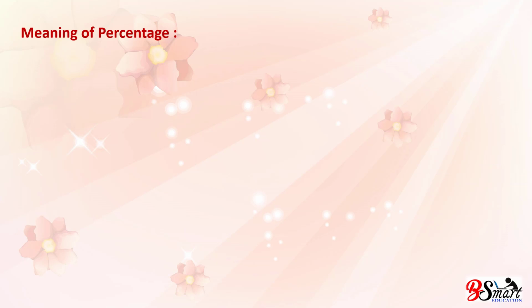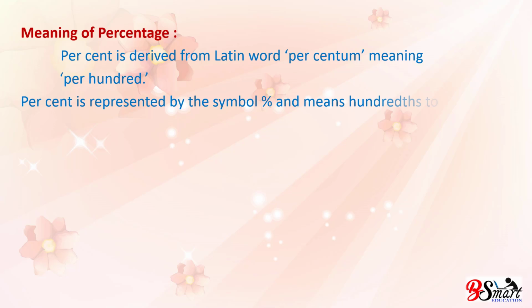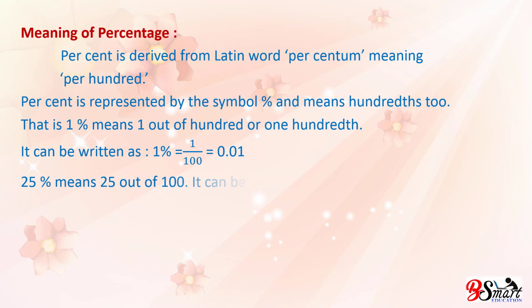Meaning of percentage. Percent is derived from the Latin word per centum, meaning per hundred. Percent is represented by the symbol % and means hundredths too. That is, 1% means 1 out of 100 or 1/100th. It can be written as 1% equal to 1 by 100, that is 0.01.